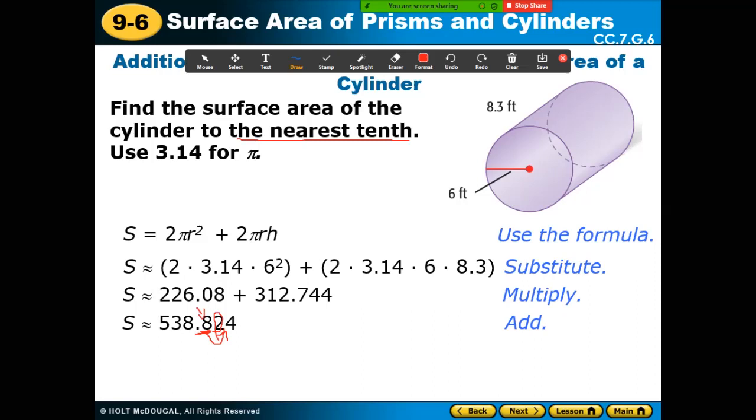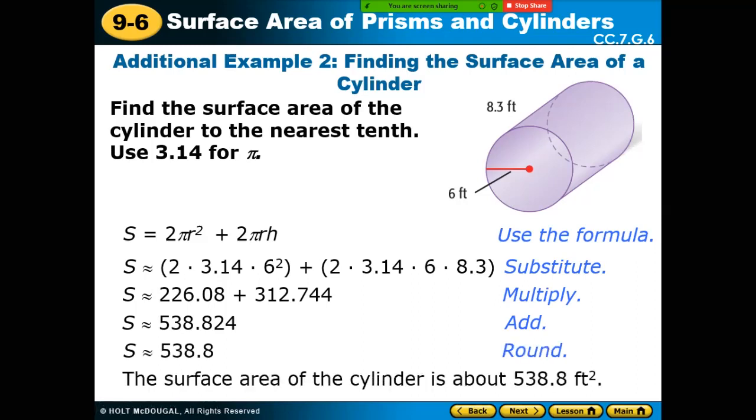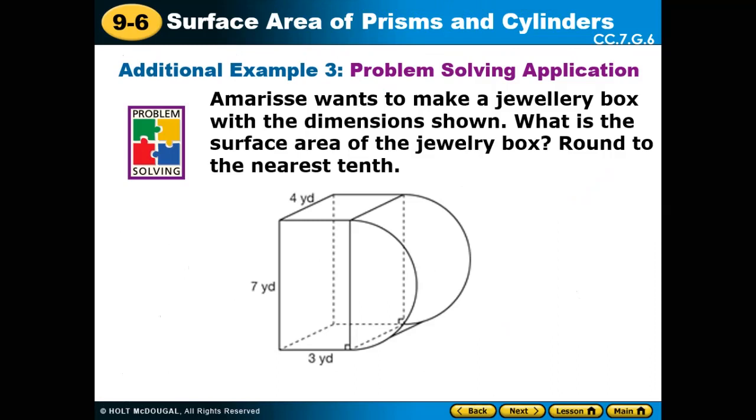But here in my problem, I have a weak number. It means it will never affect my target number 8. So when I round that number, I get that the surface area of the cylinder is about 538.8 square. Okay, is that clear? Okay, let's move on to the next step, problem solving application.